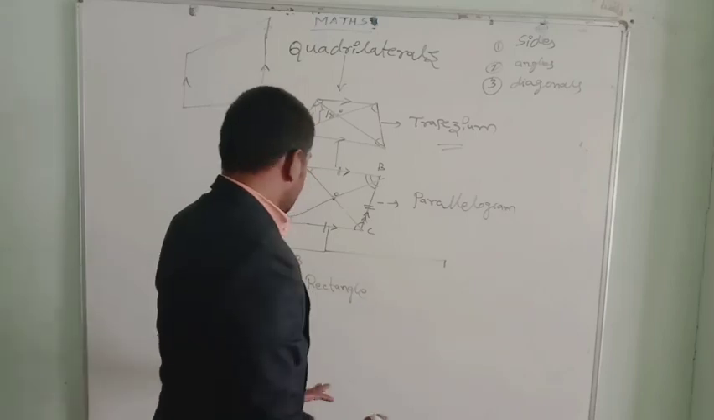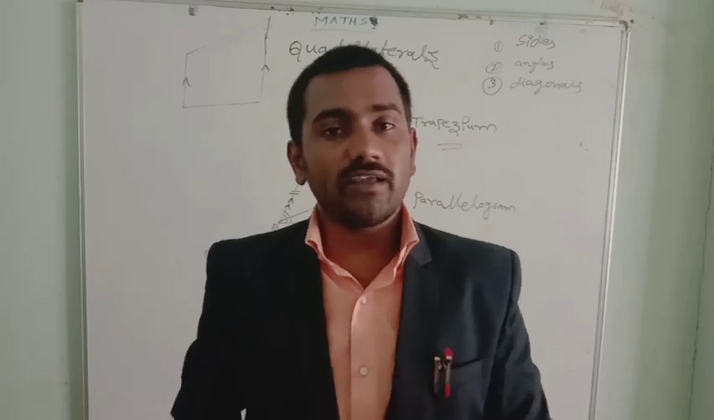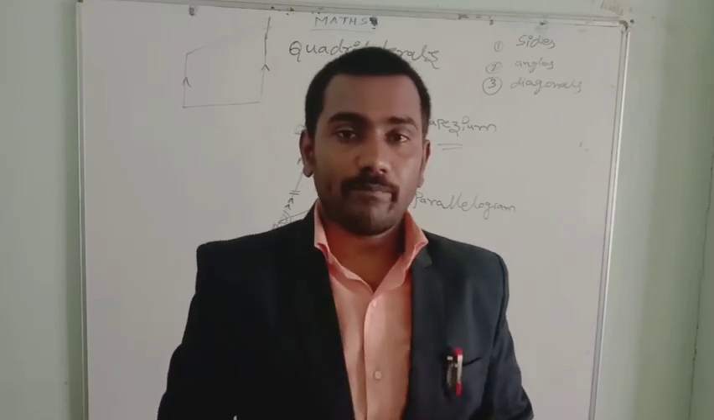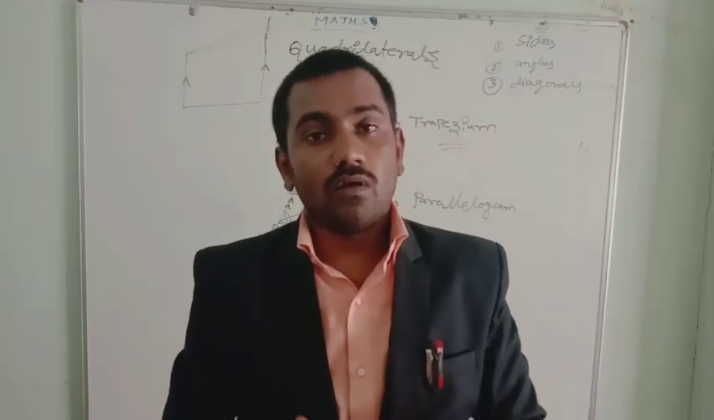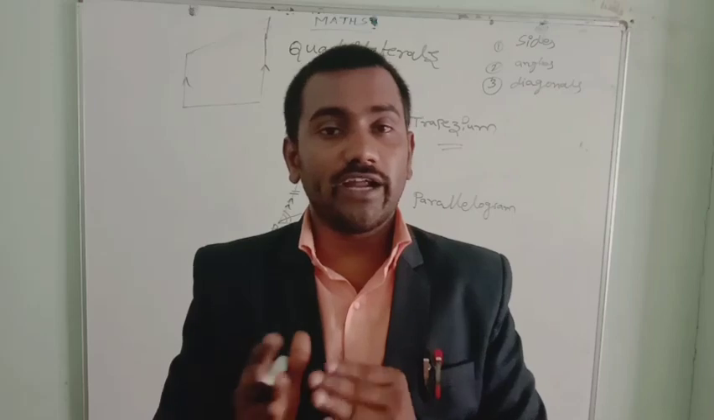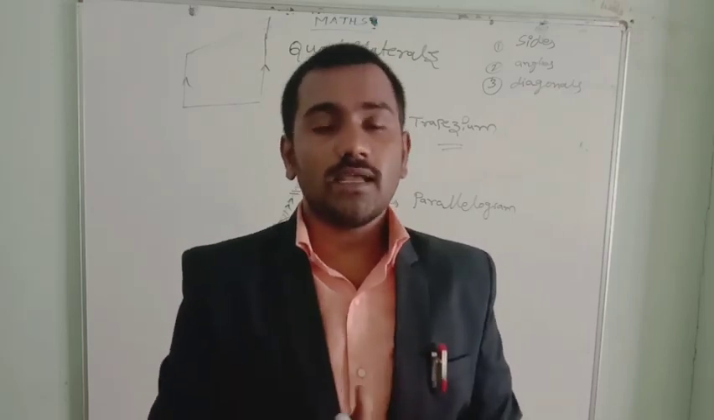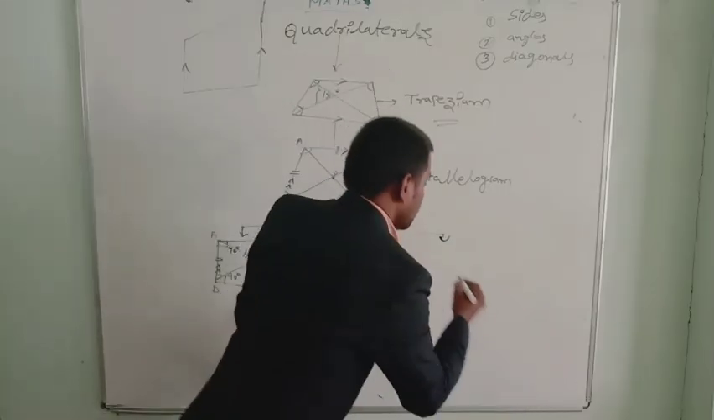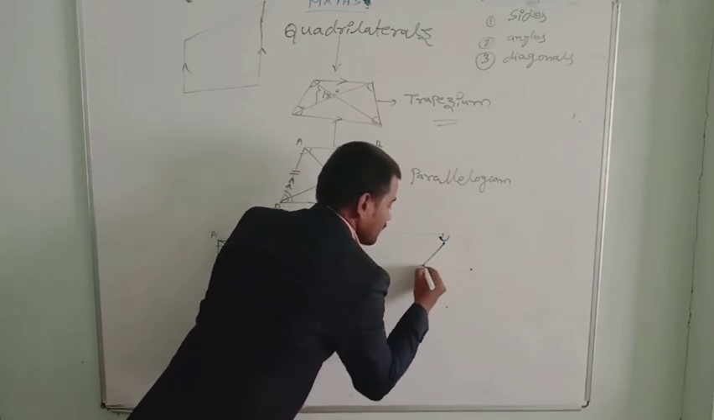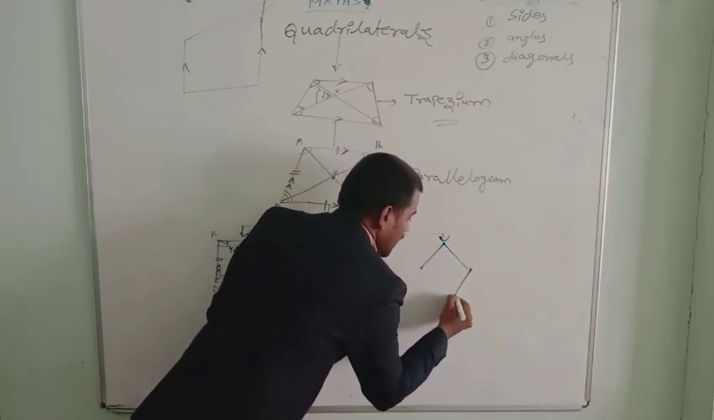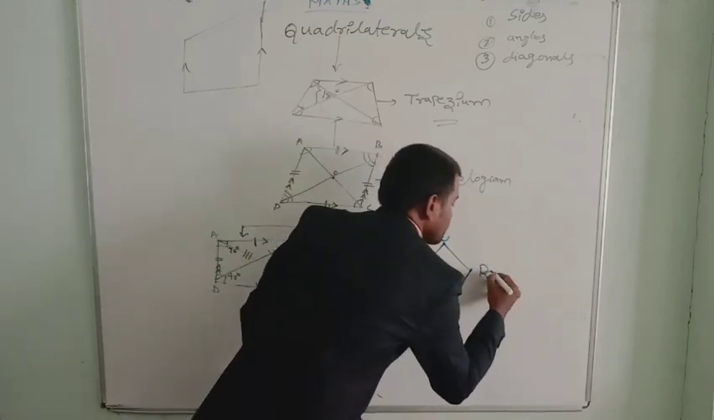Next, to tell the definition of the rectangle: a simple closed figure bounded by 4 line segments, having opposite sides equal and parallel, and all angles equal to 90 degrees, with diagonals equal and bisecting each other, is known as a rectangle. Next kind of quadrilateral is the rhombus. So we have an idea about this rhombus. Let's see what this is.